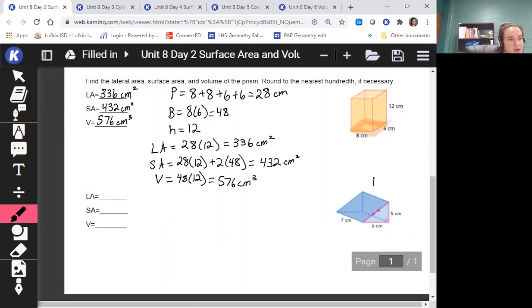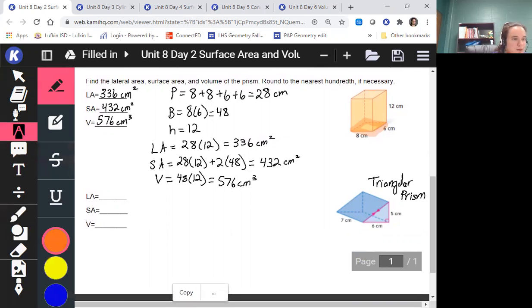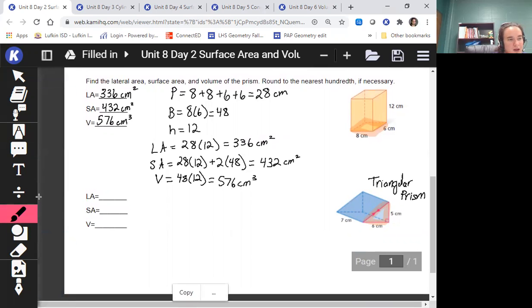Next up, we're dealing with a triangular prism, which means that the triangle is our base. Now we can find the area of our base because we have the height and base of that triangle given to us. So 6 times 5 divided by 2, and that is 15.